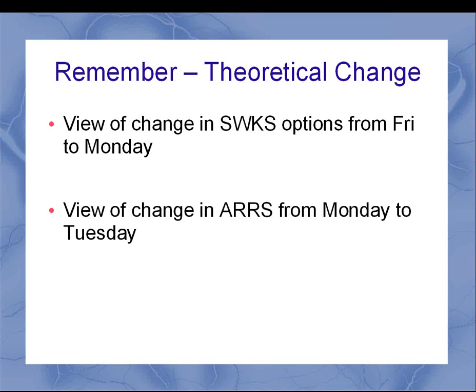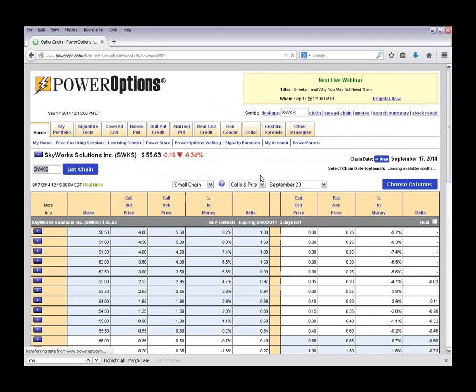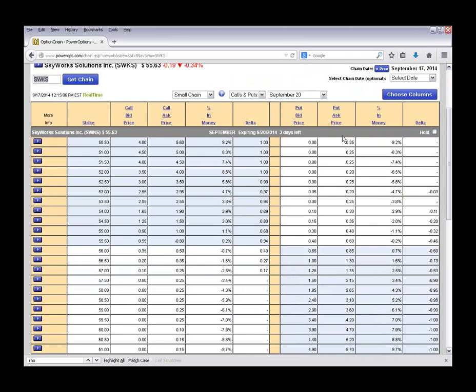I'm going to jump over to PowerOptions real quick, and we're going to take a look at 2 little examples here of stocks I was tracking, just these 2 stocks that I'm actually trading. So let's go ahead and change our screen. And I'm just going to go to the option chain for SWKS. And we're going to go to the call and put chain. So I'm just going to type in the main symbol there, and let's go ahead and go to the call and put chain. Now I'm going to go back to Friday.